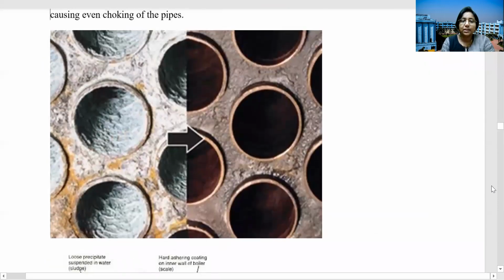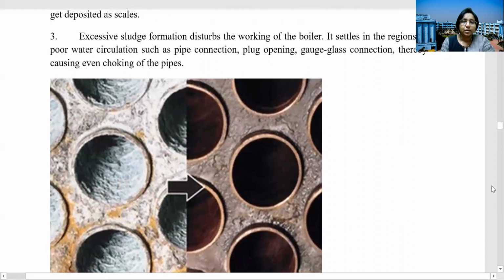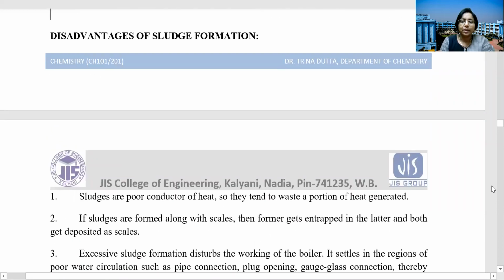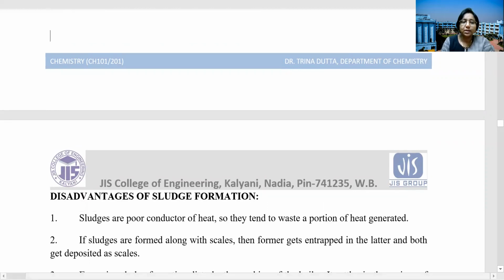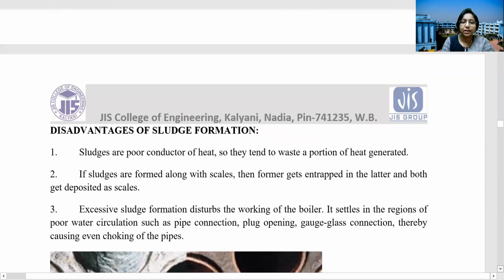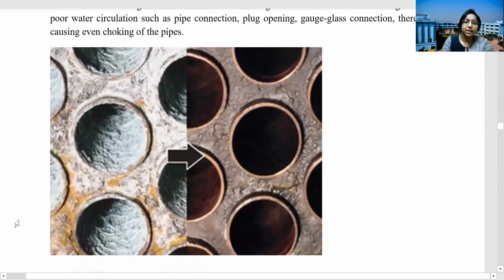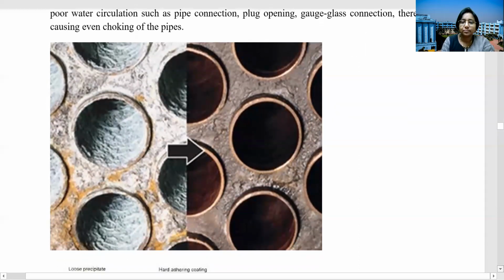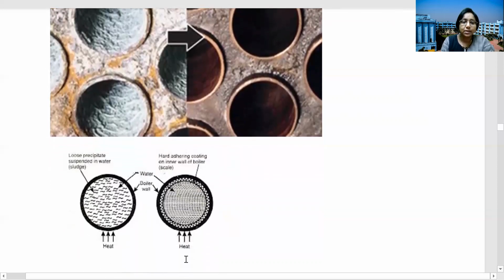Now here you can see this picture, then you can understand what sludge is and what the disadvantages are. First you look at the picture, then I will tell the disadvantages. Here you can see the layer of different salts, that is called sludge. And it is sludge versus scale. Initially you get the sludge, the slimy substance, but when it becomes very rigid, that is called scale.